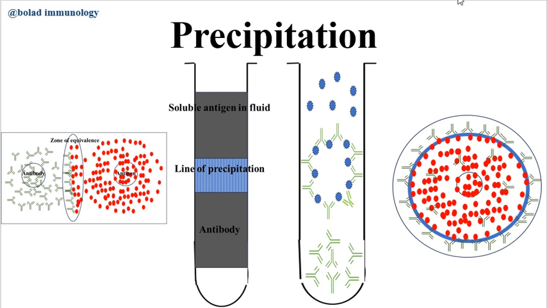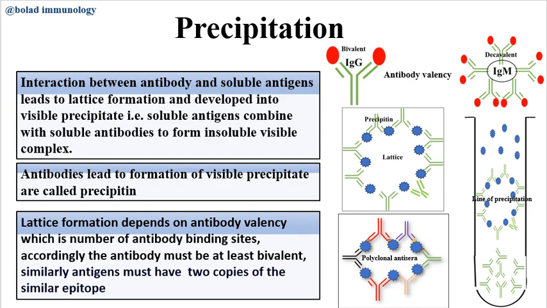In this video lecture, I will be talking on precipitation. The interaction between antibody and soluble antigens leads to lattice formation, which develops into a visible precipitate, as can be seen here.